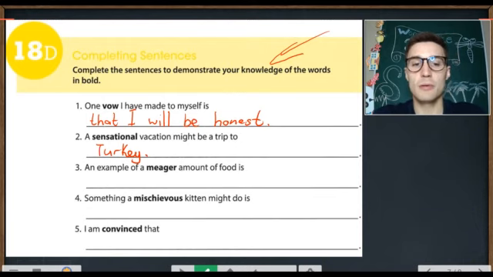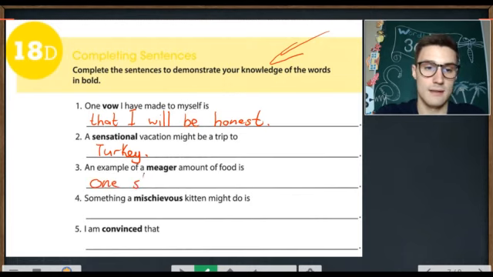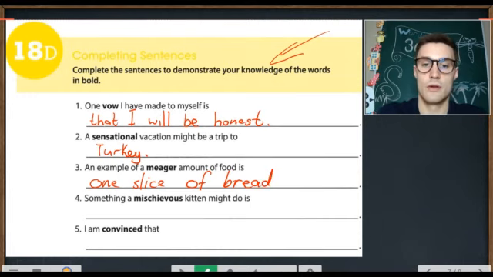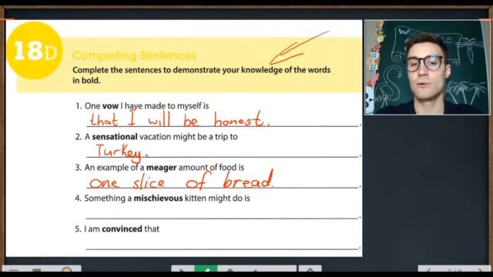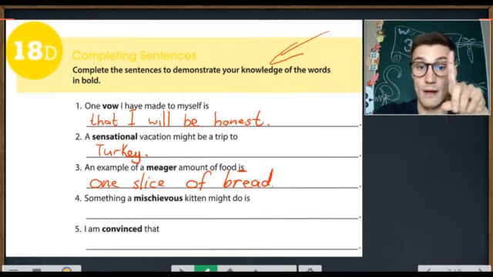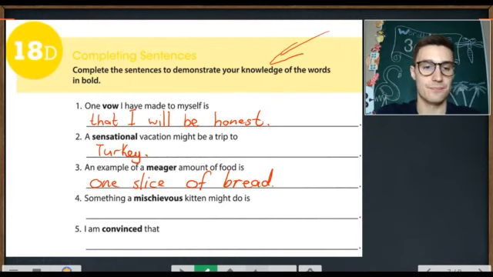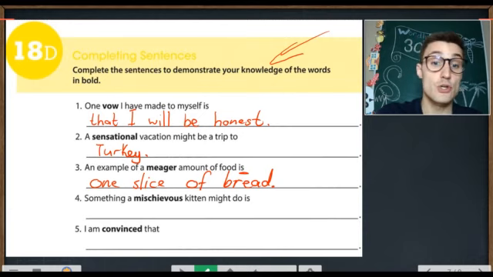Number 3. An example of a meager amount of food is... An example of a meager amount of food is 1 slice of bread. Now remember, is, so you should name one thing. Is, 1. That is called verb agreement. Is bread. So if I said is 2 slices of bread, or a slice of bread and cheese, that would be wrong, because that is 2. Those are 2. Remember that, verb agreement.